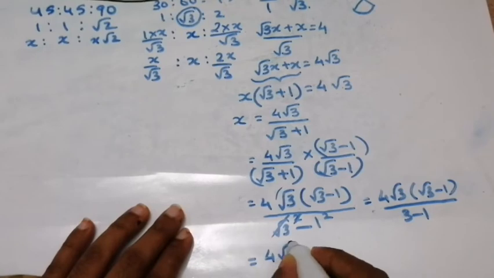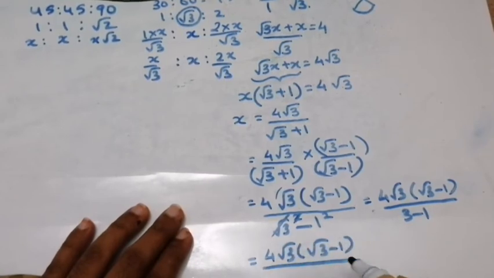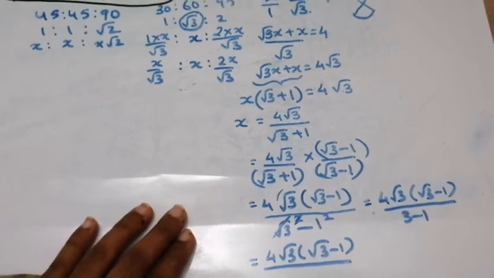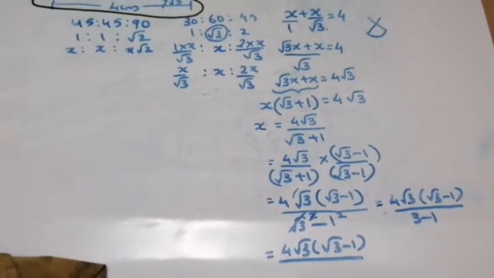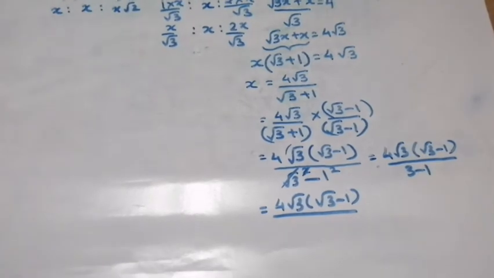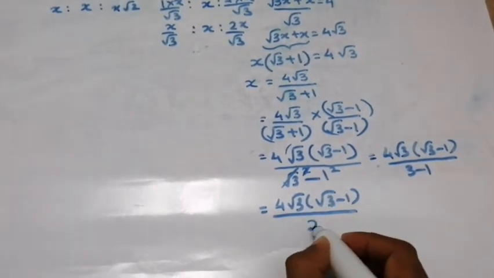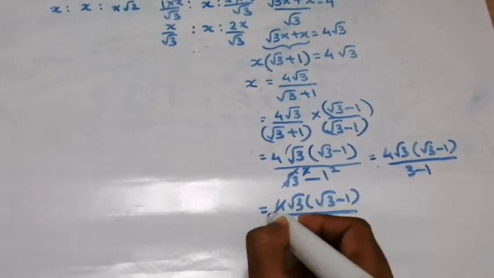So you can write here 4 root 3 into root 3 minus 1 divided by how much is 3 minus 1? 3 minus 1 is equal to 2. Okay, 3 minus 1 is equal to 2. Now this 2 and this 4 can be cancelled.